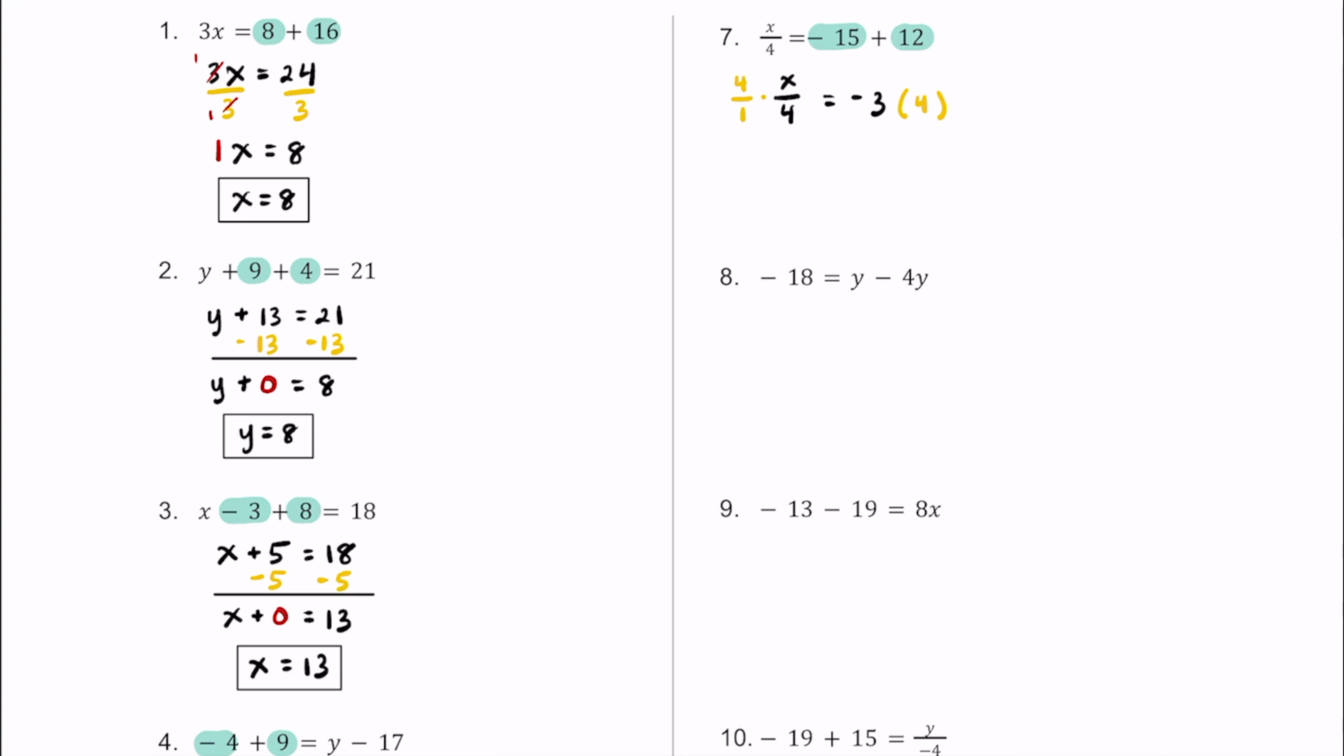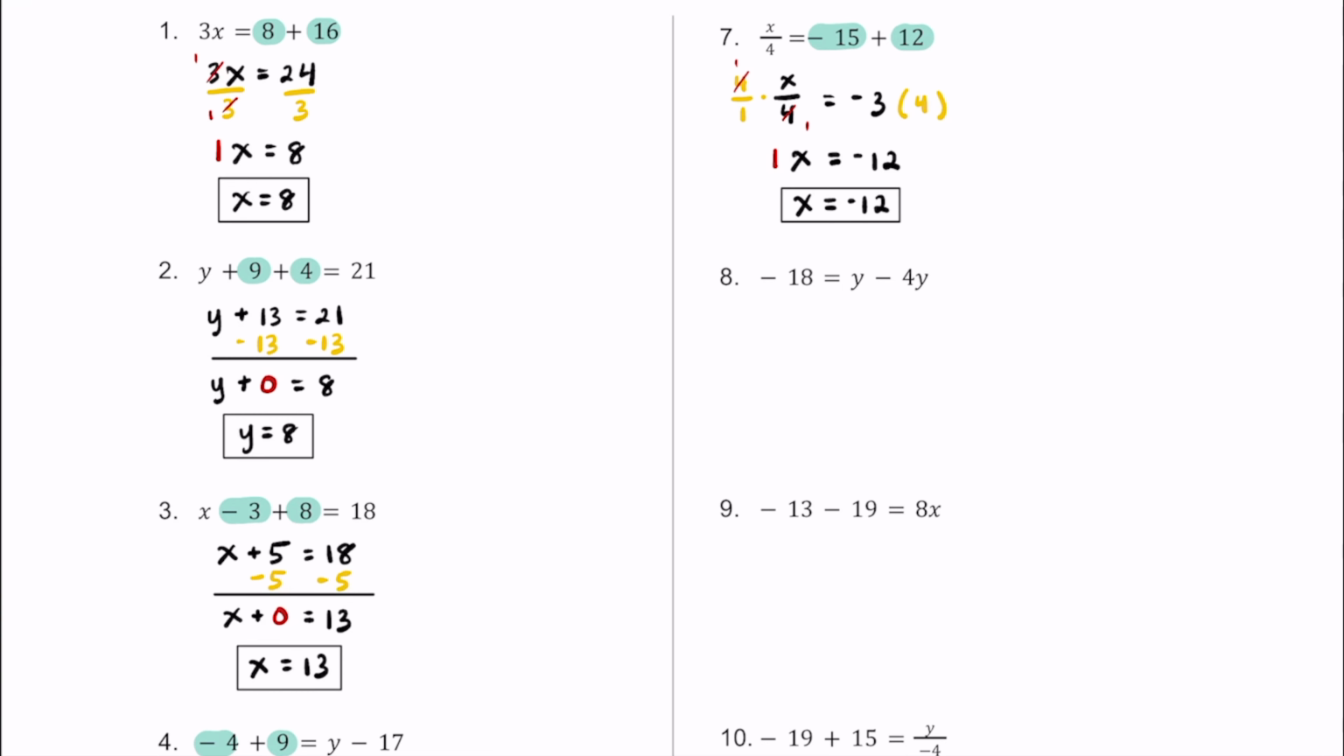On the left side of the equation, you can see here that the 4's will cross cancel and become 1's. So we're just going to have 1x, or 1 times x, on the left side of the equation. And on the right side, we have negative 3 times 4, which is going to equal negative 12. By the identity property of multiplication, we can drop that 1 and say that x is equal to negative 12.